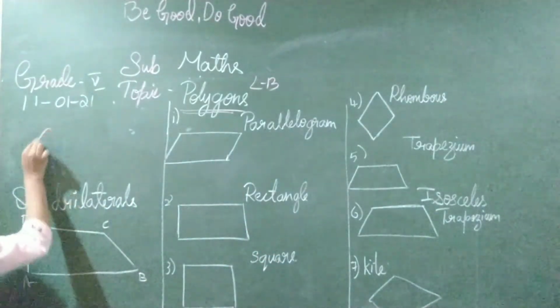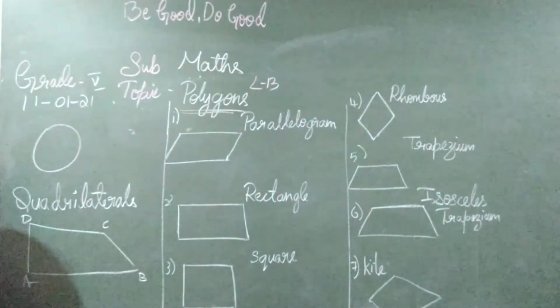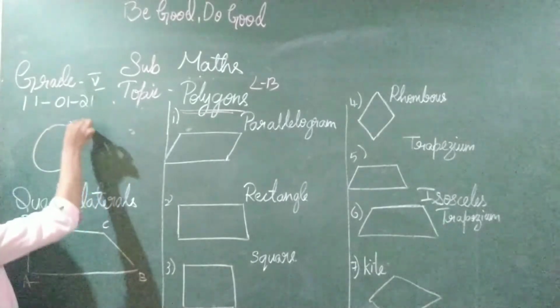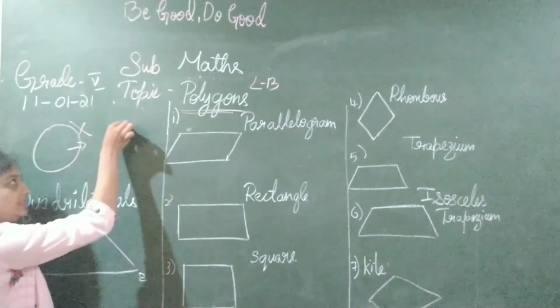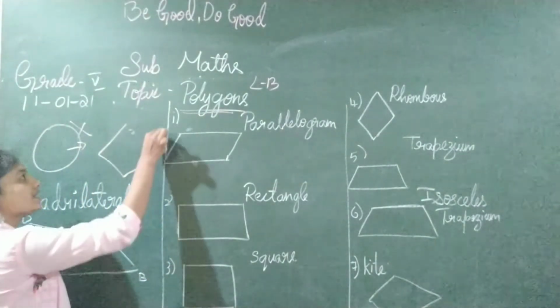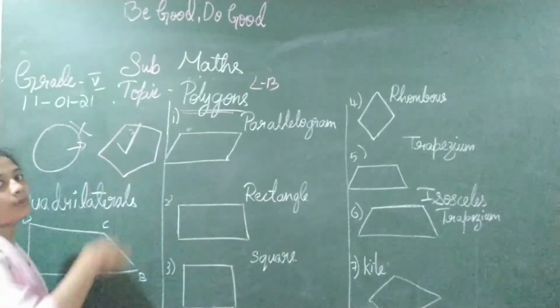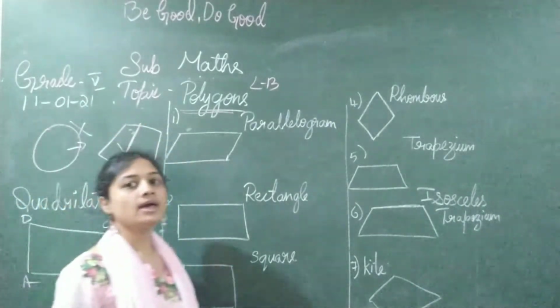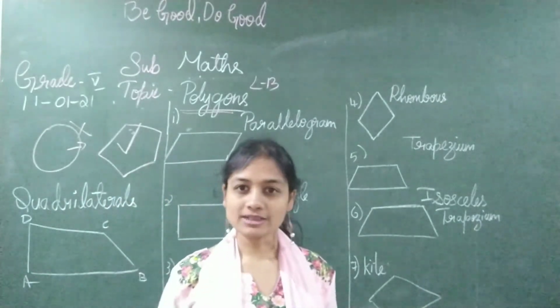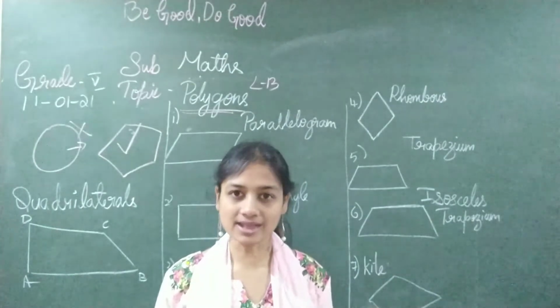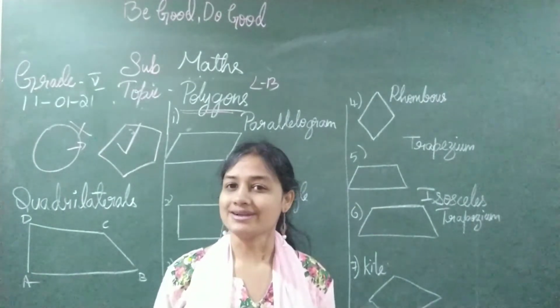See, even this is a closed figure, but it doesn't have straight lines, so it is not a polygon. Any shape which has straight lines and is closed is a polygon. Okay, and a polygon starts with basically three sides. The shape which has three sides is called a triangle.